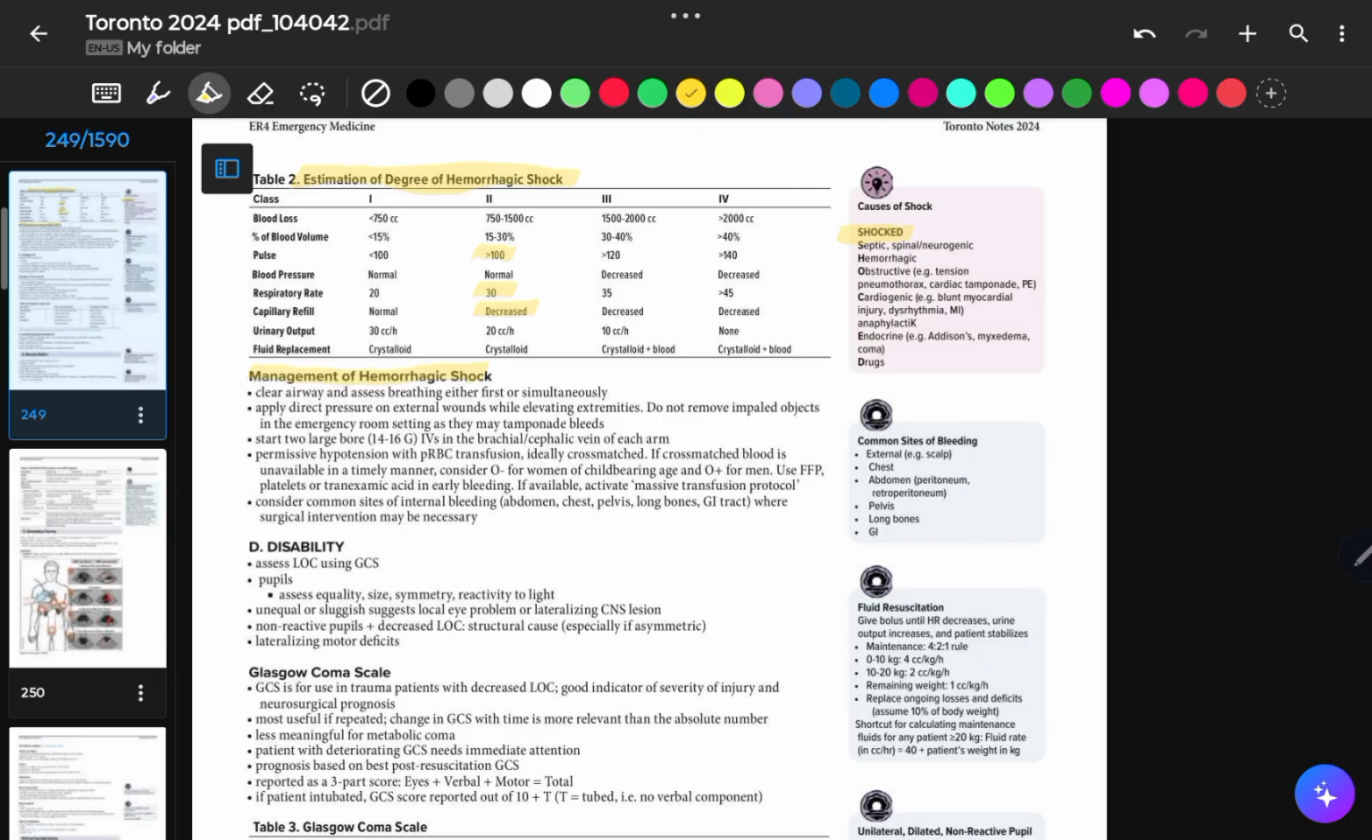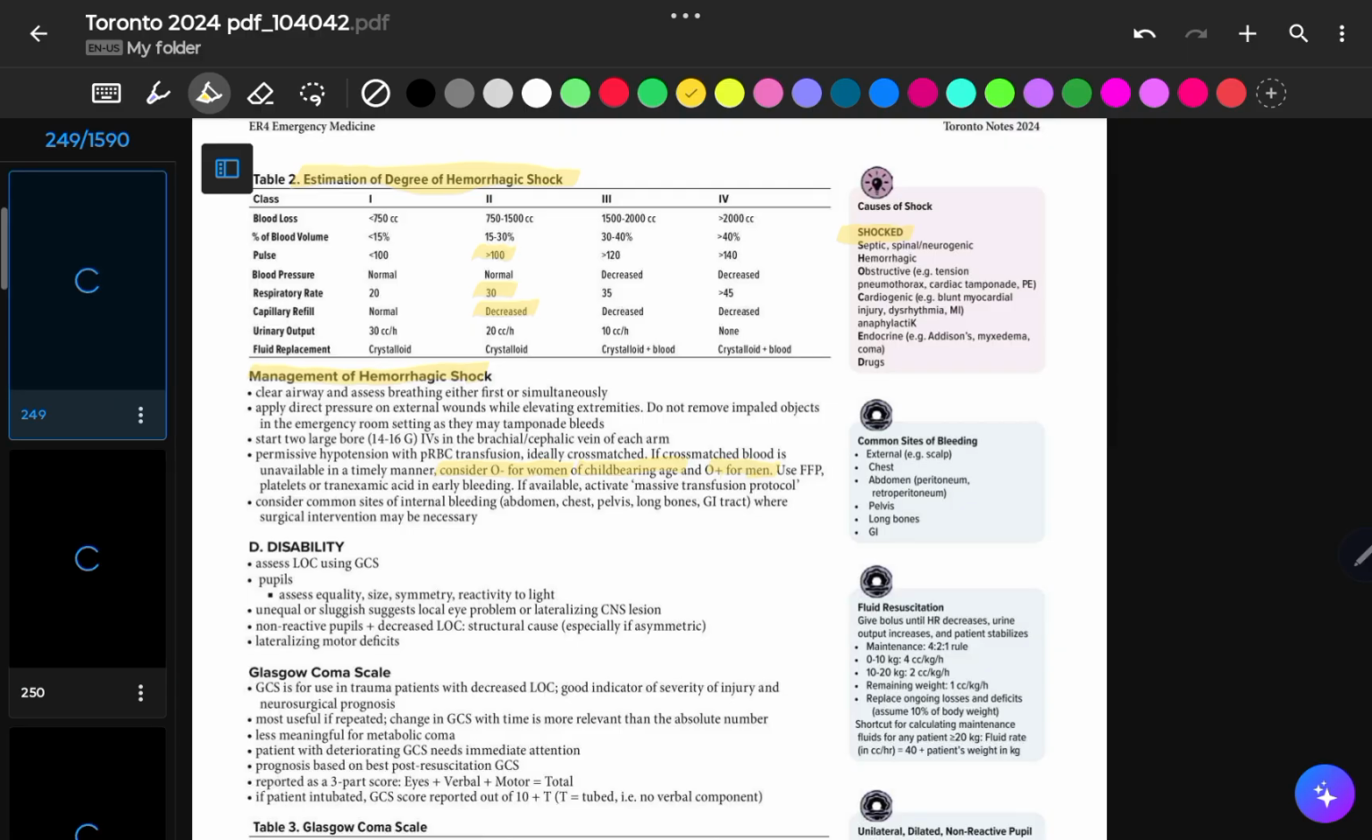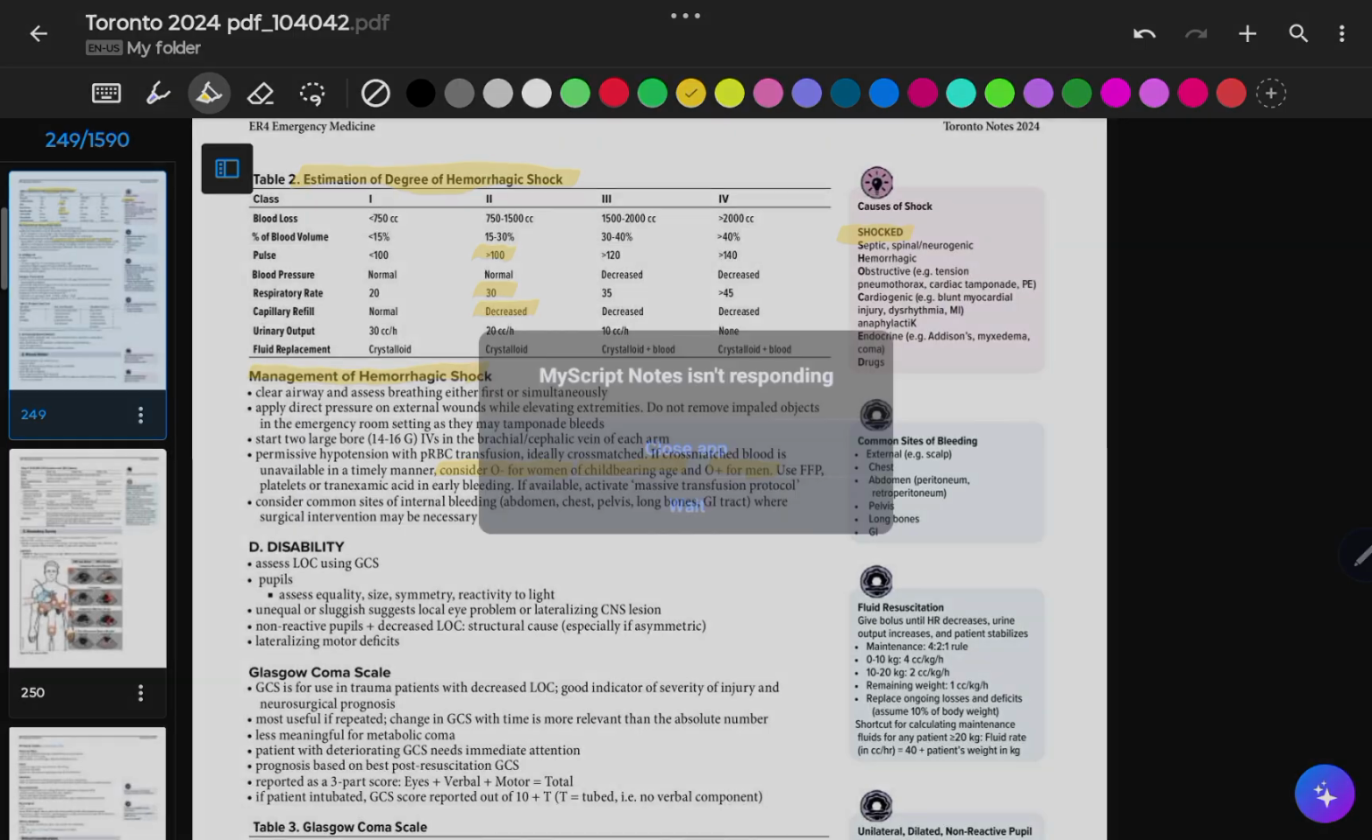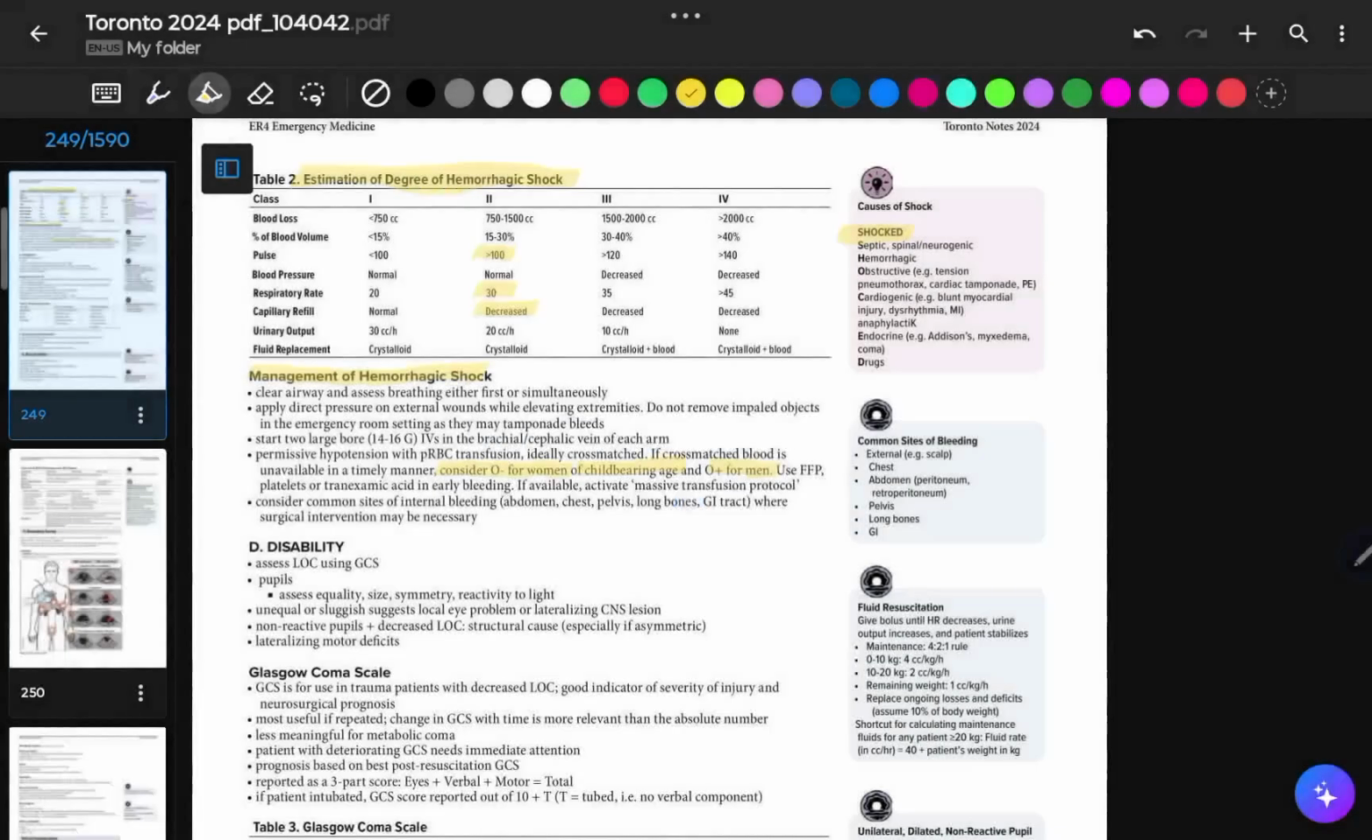Next, ideally you want to do a cross match, but if there's no cross match, you want to consider an O negative for a woman of childbearing age, and then an O positive for a male. Okay, if it's a massive trauma, you want to use the massive transfusion protocol, where you're actually using your FFPs, your platelets, and then you can also use your tranexamic acid if there's early bleeding.